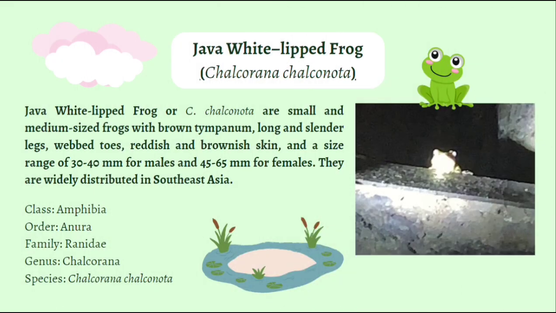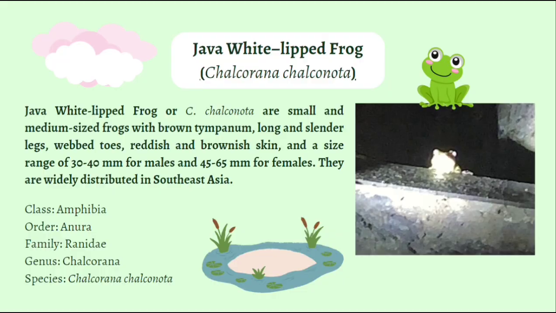Java white-lipped frog or Chalcorana chalconota. The species are small and medium-sized frogs with brown tympanium, long and slender legs, webbed toes, reddish and brownish skin, and a size range of 30 to 40 mm for males and 45 to 65 mm for females. They are widely distributed in Southeast Asia. The species are from class Amphibia, order Anura, family Ranidae, genus Chalcorana, species Chalcorana chalconota.